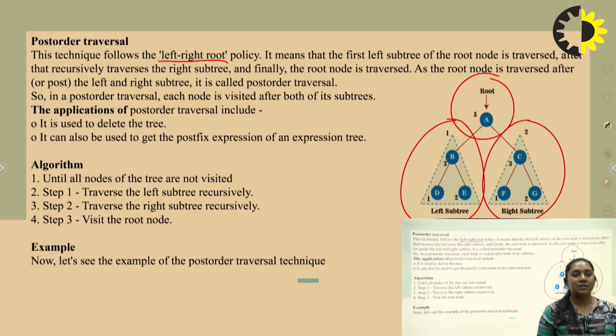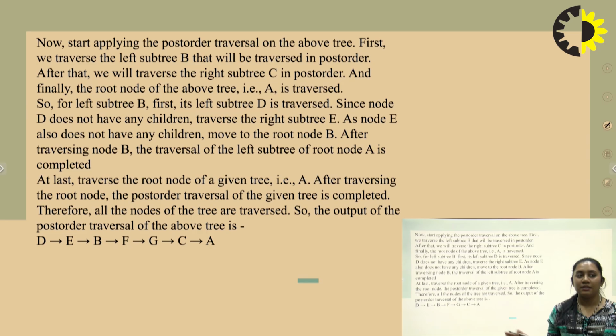The application is like this: it can be used in the deletion of processes, and it can also be used in postfix expressions. The algorithm is this: step 1, you need to traverse the left subtree, then you recursively go to the right subtree, and last you need to visit the root node of the elements. So the sequence of the procedure can be followed like this.